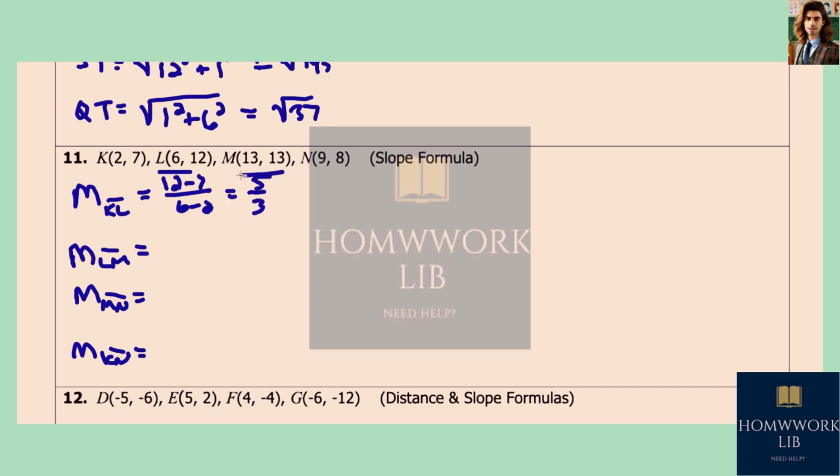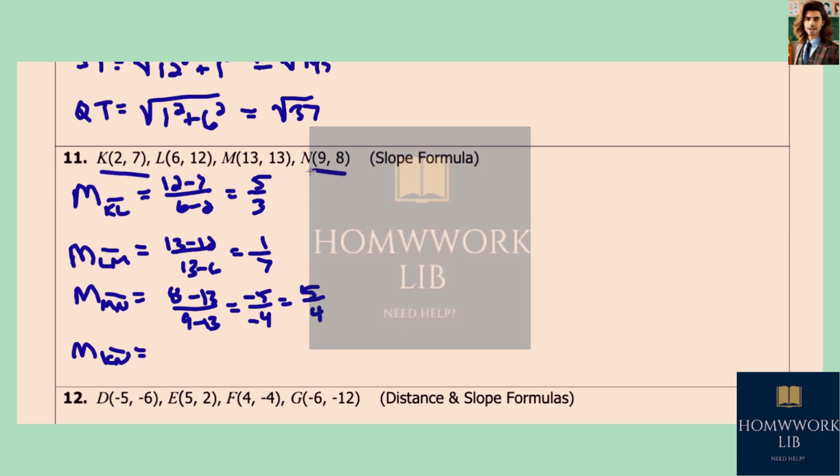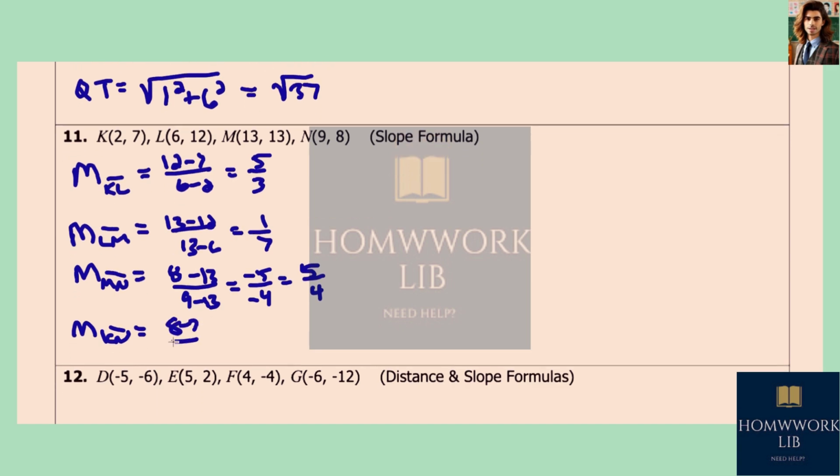For LM, looking at points L and M, the slope would be 13 minus 12 over 13 minus 6, which is 1/7. MN would be 8 minus 13 over 9 minus 13, which is -5 over -4, which is 5/4. And KN, between (2, 7) and (9, 8), would be 8 minus 7 over 9 minus 2, or 1/7.